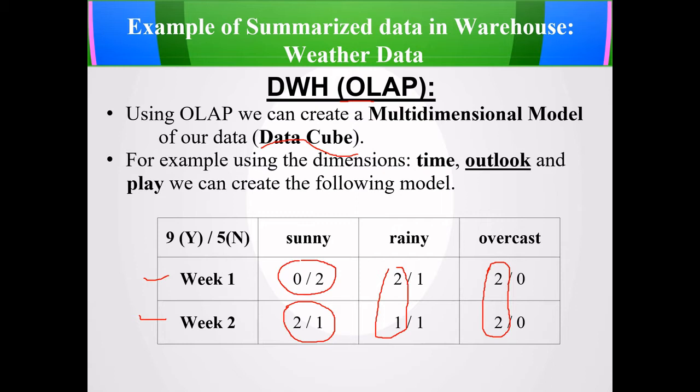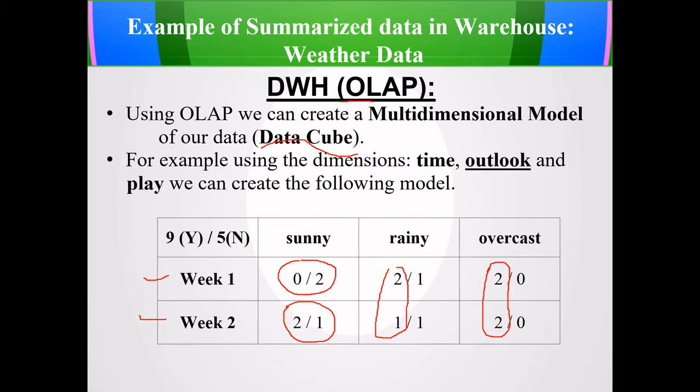Similarly, for the rainy outlook, the number of decisions taken to play the match is 2 and the number of decisions taken not to play the match is 1. So which aggregate operation have we used here? It is the total count of yes and no values.